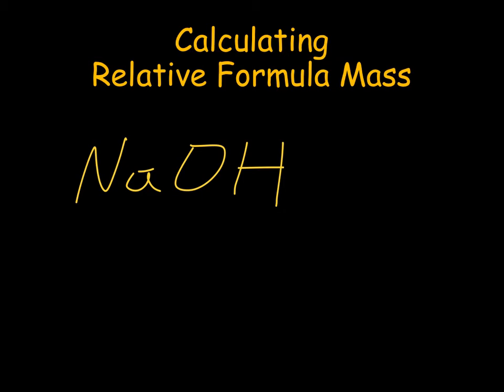First, we need to find the relative atomic masses of these. Sodium is 23, oxygen is 16, and hydrogen is 1. Simply, to work out the Mr, the relative formula mass of sodium hydroxide, we're just going to add these numbers together. So 23 plus 16 plus 1 gives sodium hydroxide a relative formula mass of 40.